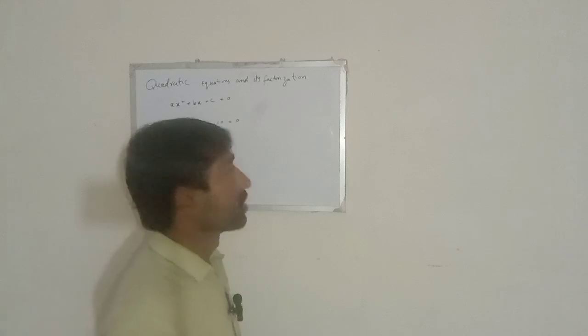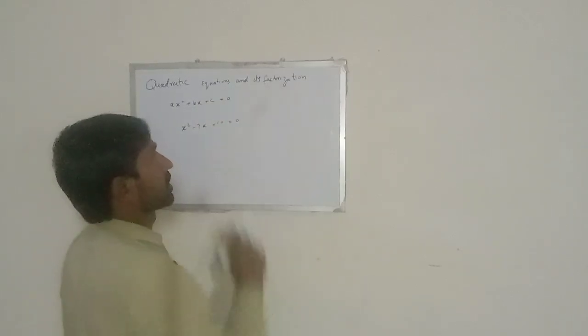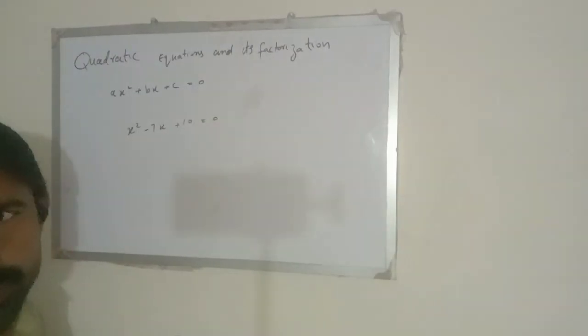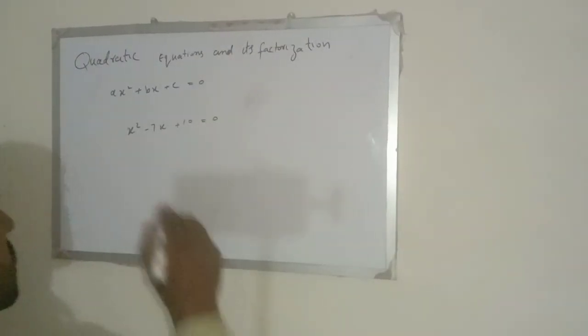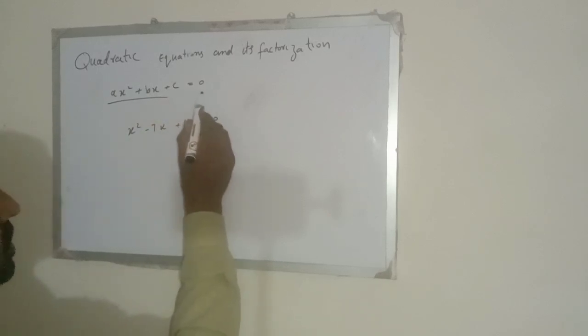Today we discuss the quadratic equation and its factorization. What is a quadratic equation? A quadratic equation is in the form of ax square plus bx plus c is equal to 0.